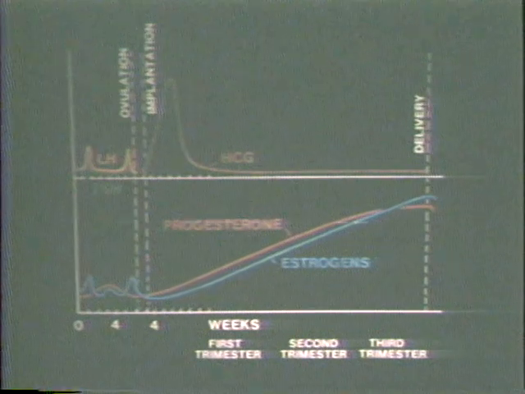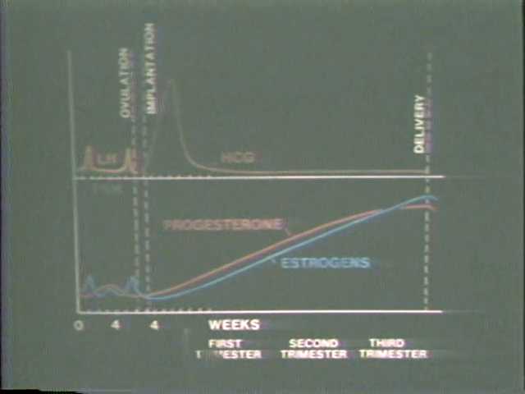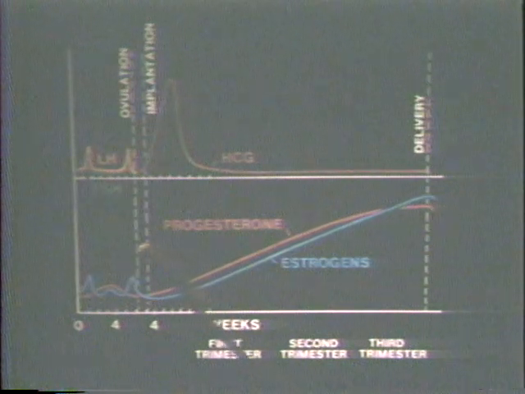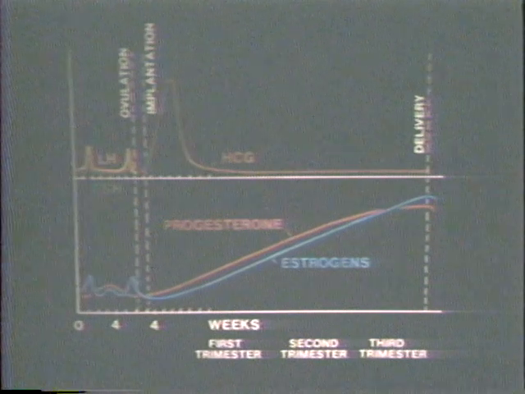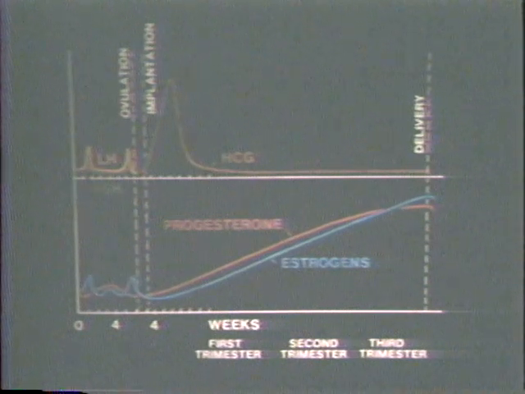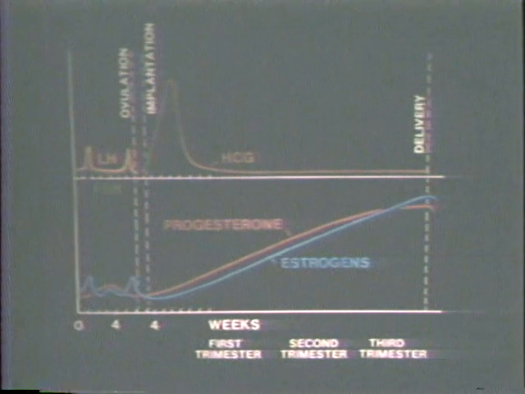Fertilization usually occurs within 24 hours after ovulation, and it usually occurs in the upper 1/3 of the fallopian tube. The fertilized egg then requires approximately 3 days for its passage through the fallopian tube into the uterus, where it floats freely for another 4 days.